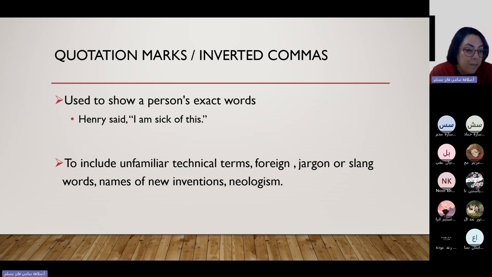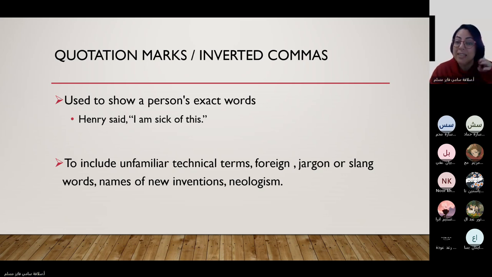jargon, ذكروني شو يعني؟ Special term used in a special field such as business and medicine, doctors. Very nice, Sarah. Very nice. Yeah. So slang words, names of new inventions, neologism. What does it mean? المستحدثات، كلمات مستحدثة. New words. Perfect, Sarah. You did your job. Good. Okay. So these are used with a quotation mark.